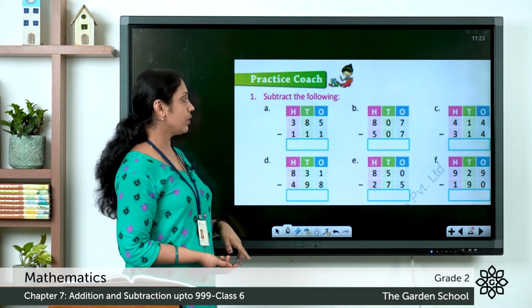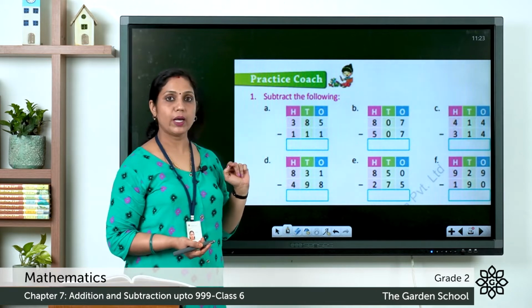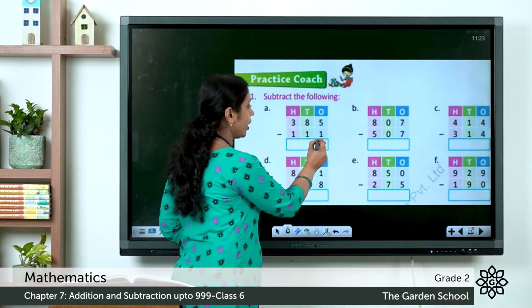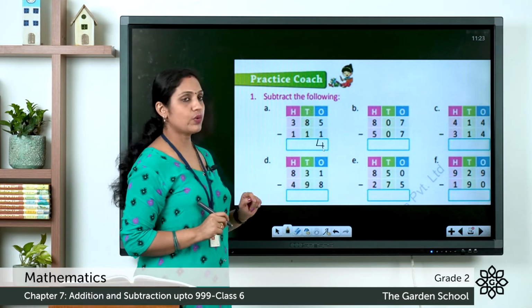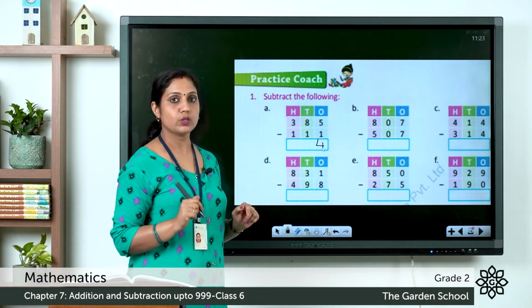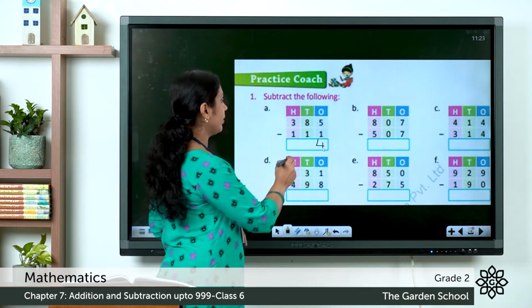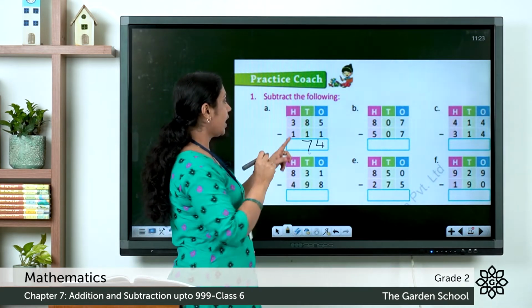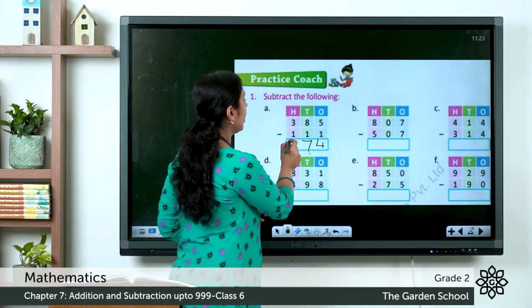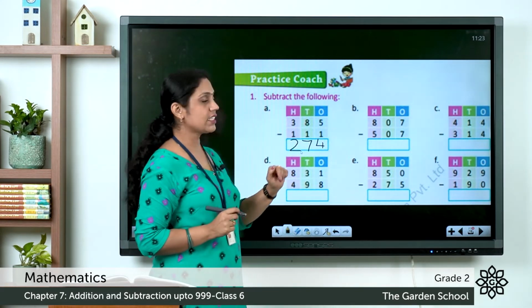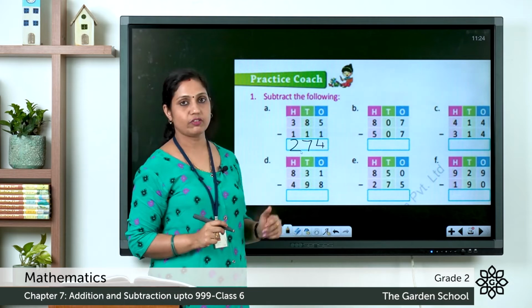So in the ones place we have 5 minus 1. So 5 minus 1 is 4. Write it here under the ones place. In the tens place we have 8 minus 1. So 8 minus 1 is 7. And in the hundreds place we have 3 minus 1. 3 minus 1 is 2 and we get the answer 274. Likewise, you can do the rest of the exercises.